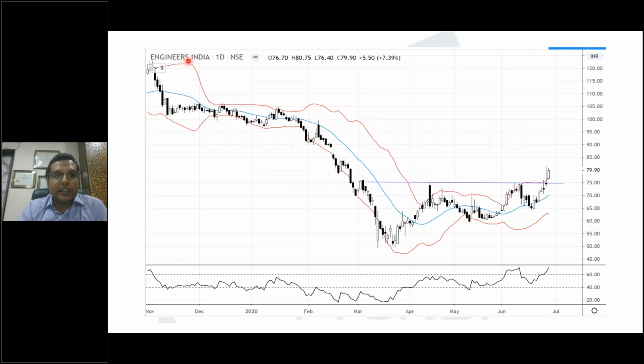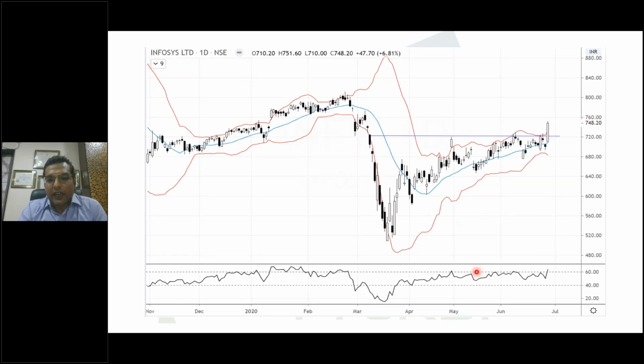First is Engineers India. This is the current chart, and we have just registered a breakout here. The bands are expanding. The candle is above the upper band. The RSI was below 40 prior to breakout. During consolidation, the RSI went into the 60-40 zone, and at the time of breakout, the RSI is above 60. So this is a stock that you can keep in your watch list for the coming days to see how it behaves.